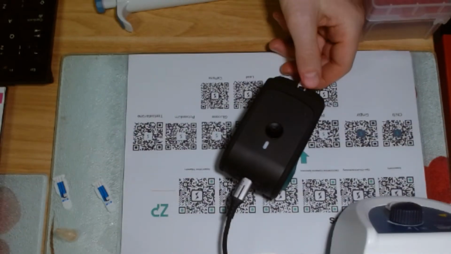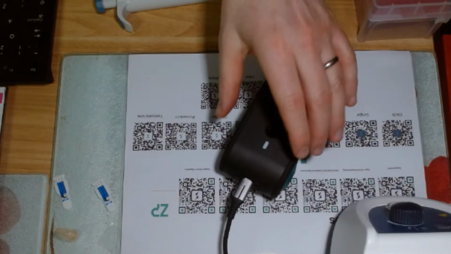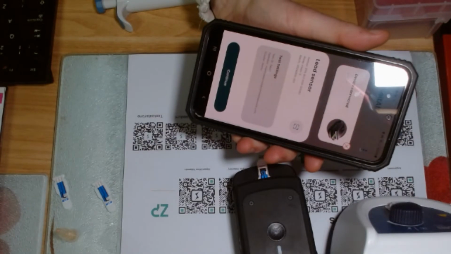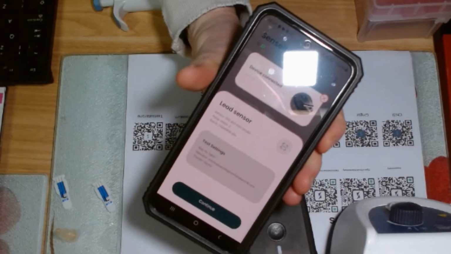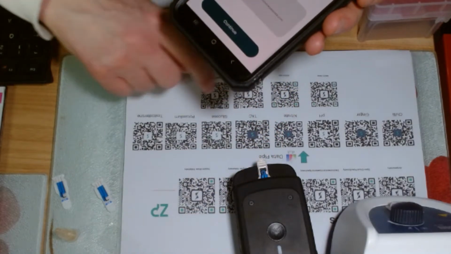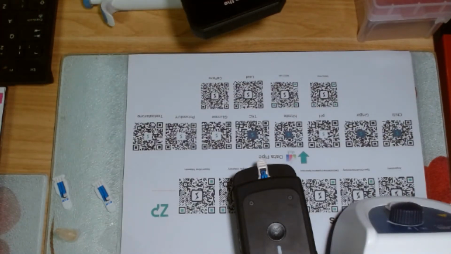But it's a very different type of instrument, because not only will it take these electrodes, which just click in, we can also then turn it into actual assays. So I'm just going to grab the app. I've got the app installed on my phone. At the moment it says lead sensor. There are different QR codes here, so I'll just scan another QR code really quickly.